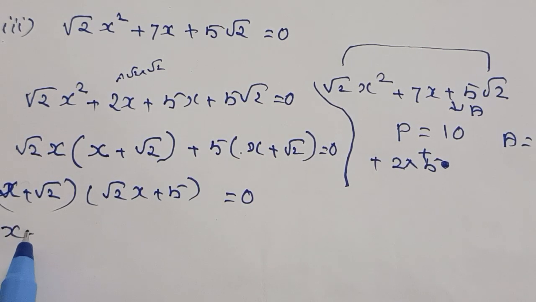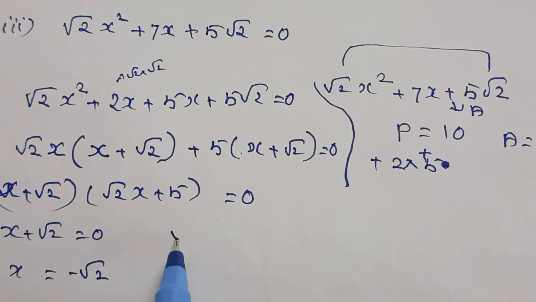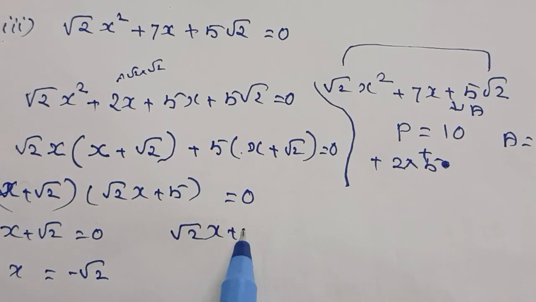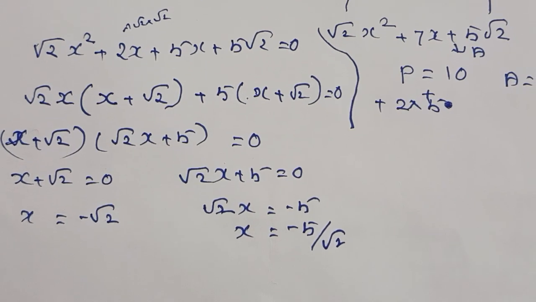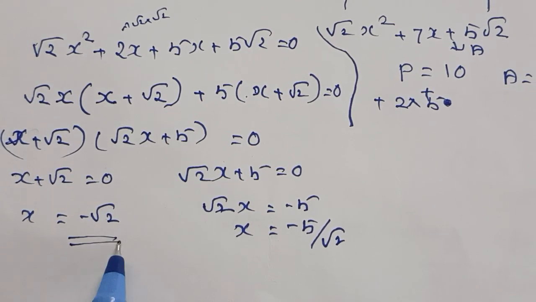First factor x plus root 2 equal to 0 gives x equal to minus root 2. Second factor root 2x plus 5 equal to 0. Therefore, root 2x equal to minus 5, or x equal to minus 5 by root 2. So, the solutions are minus root 2 and minus 5 by root 2.